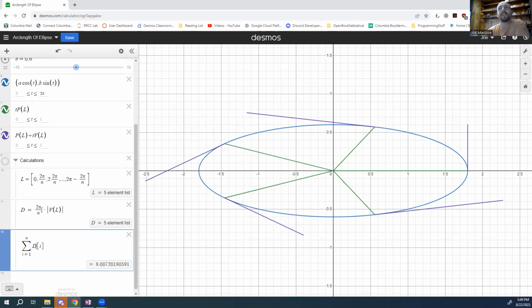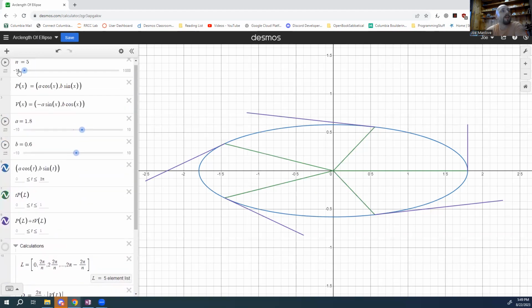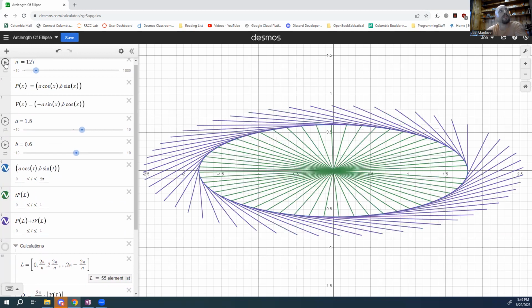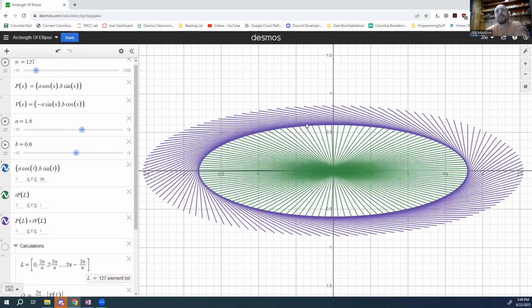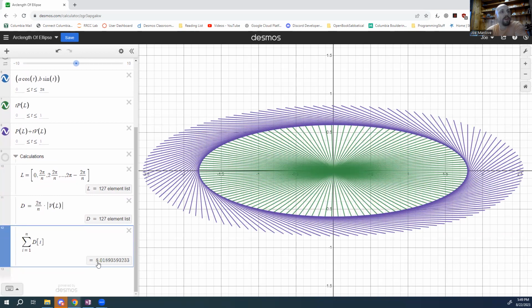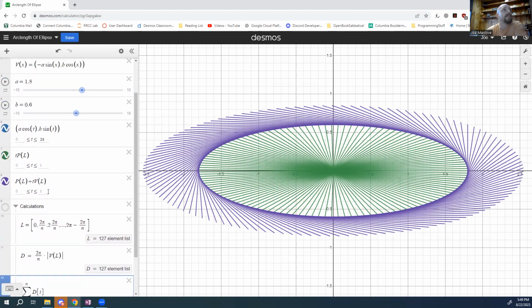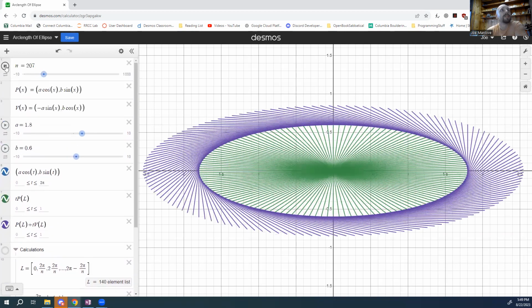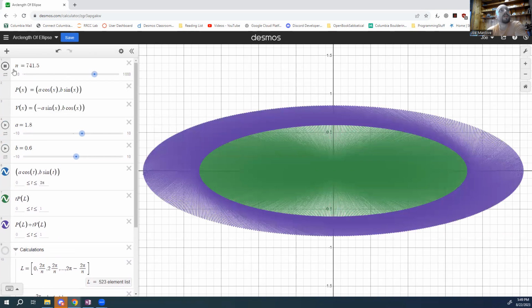And then the speed that we were going at the beginning, so that's the absolute value, the magnitude of the velocity vector. And then down here at the bottom, I'm adding them all up. So if I crank up the number, there's 127 chunks, and down here we've got 8.018. If we keep cranking on this, there's 771 pieces. So I split 0 to 2 pi into 771 pieces.